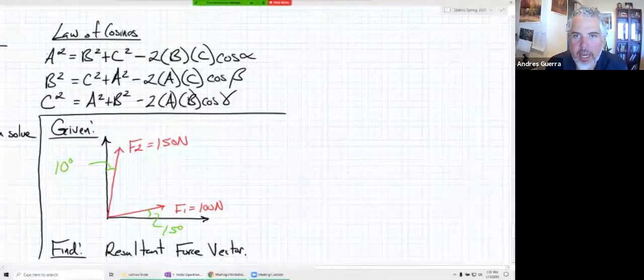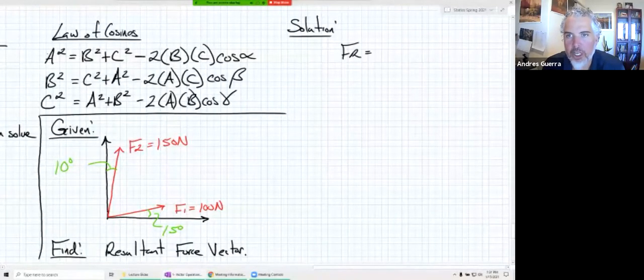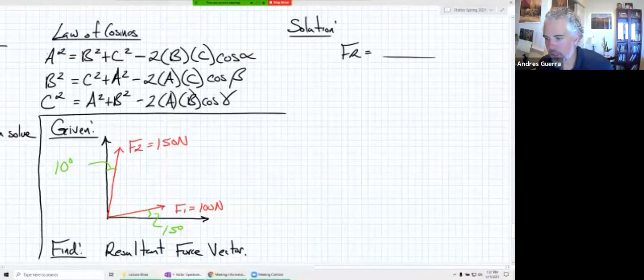So now the next step here is our solution. This is the format that you'll do your handwritten homework in. And actually, for the handwritten homework, if all you do is write F_R is equal to whatever the answer is, that's all you have to do. That's all the rubric says. You would get 100% for just doing that.